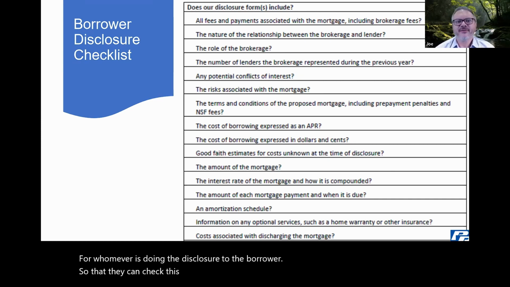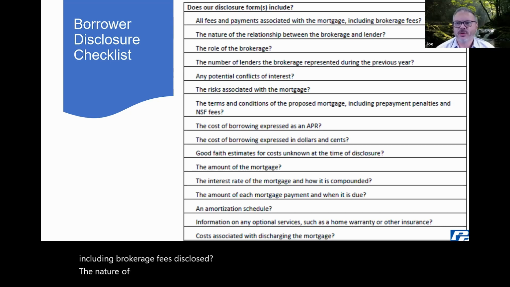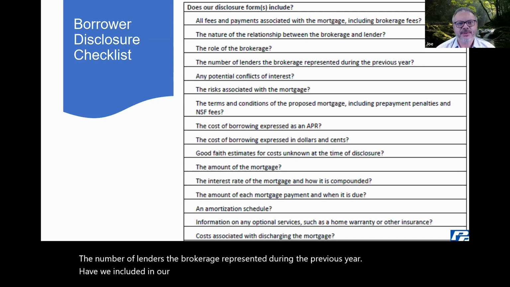Are all fees and payments associated with the mortgage, including brokerage fees, disclosed? The nature of the relationship between the brokerage and the lender, the role of the brokerage, the number of lenders the brokerage represented during the previous year. Have we included in our borrower disclosure any potential conflicts of interest? Have we included the risks associated with the mortgage?